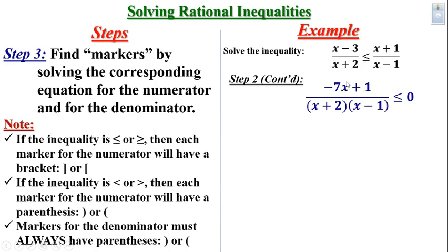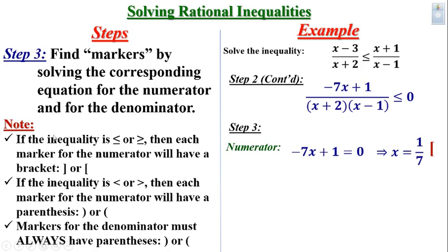Now that I have a combined fraction, I factor whatever can be factored, which is already factored here, and then I solve the corresponding equation. I solve the equation for the numerator, and I solve the equation for the denominator. Now, a little side note here. If you have a less than or equal to, your numerator will get a bracket. But if you only have a less than or a greater than, your numerator will get a parenthesis.